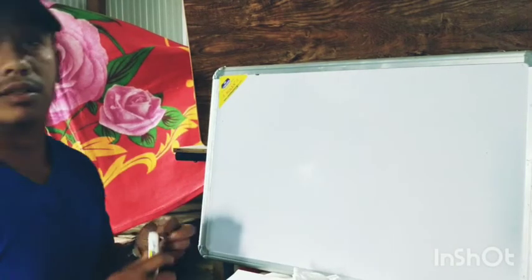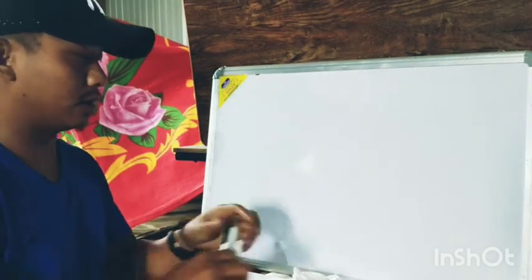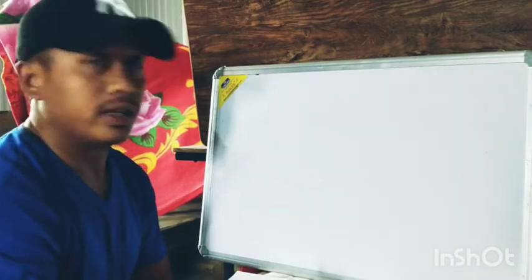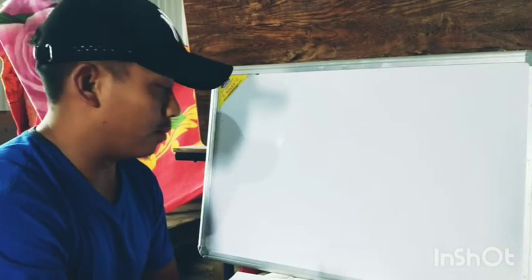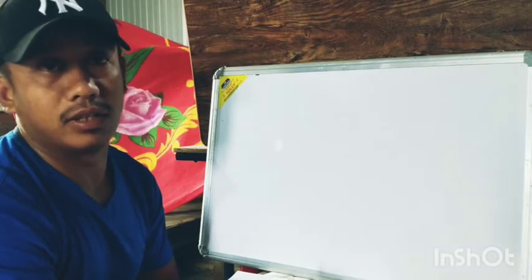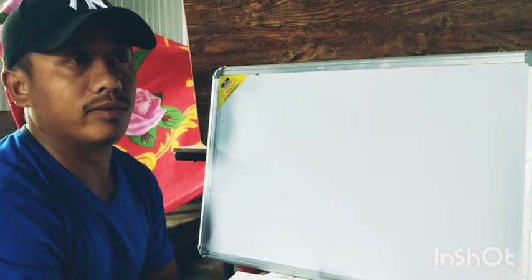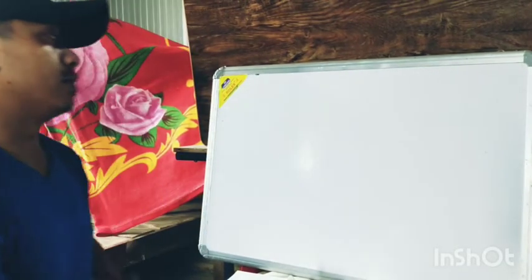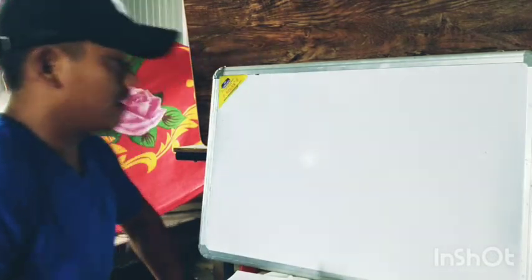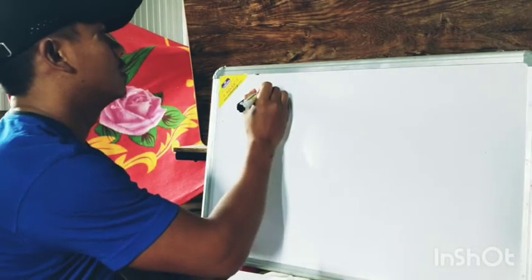So let us start our new session on Coulomb's law in vector form. The name of the topic for today's lesson is Coulomb's law in vector form and the superposition principle. First, let us try to remind Coulomb's law.